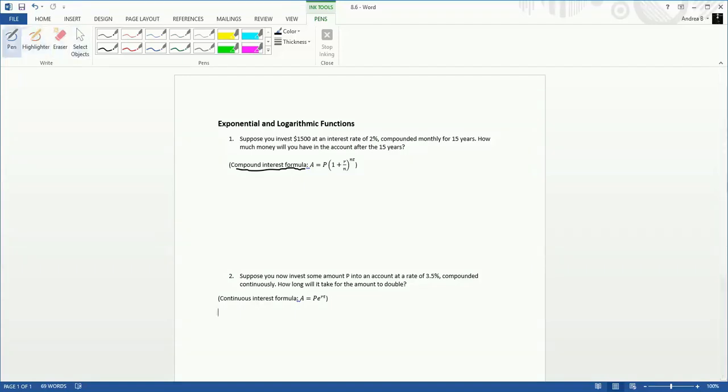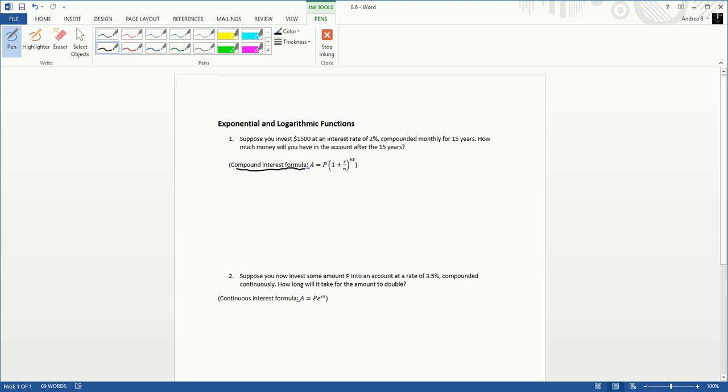Alright, for this one we have exponential and logarithmic functions. For number 1, suppose you invest $1,500 at an interest rate of 2%, compounded monthly for 15 years. How much money will you have in the account after 15 years?